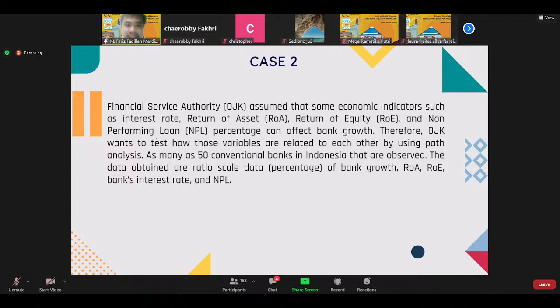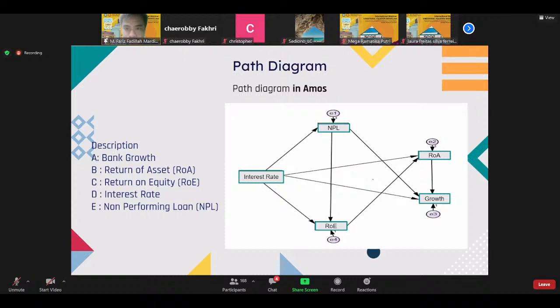As many as 50 conventional banks in Indonesia are observed. The data obtained are ratio scale data in percentage of bank growth, ROA, ROE, and NPL. The first process. Okay, this is the normality.